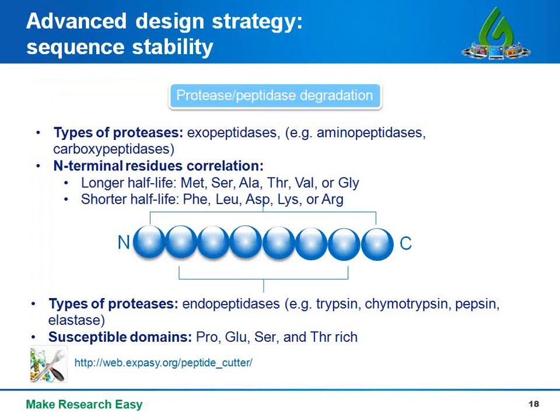Peptides having methionine, serine, alanine, threonine, valine, or glycine at the N-terminal end tend to have a longer half-life, while peptides having phenylalanine, leucine, aspartic acid, lysine, or arginine tend to have a shorter half-life. To predict how your peptide might be cleaved by proteases, you can use peptide cutter tools, like PepCutter, which is offered on the website, shown below.